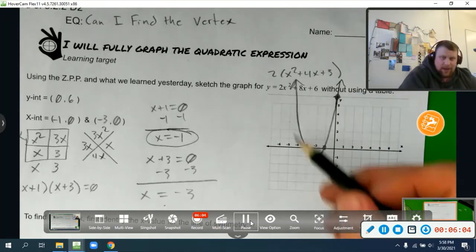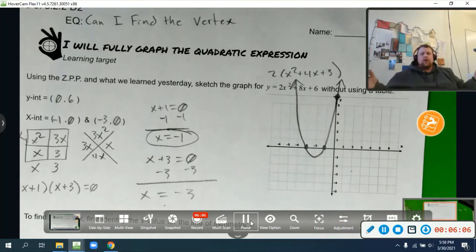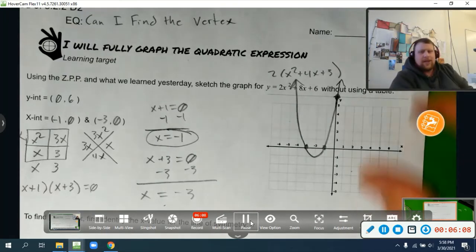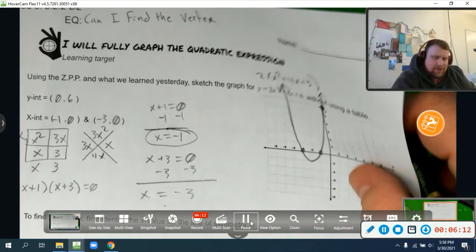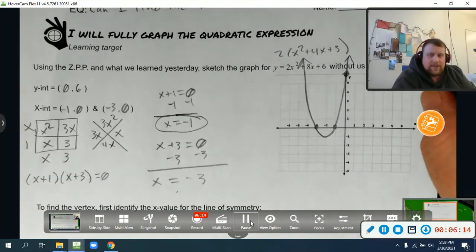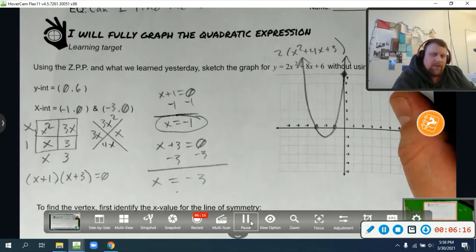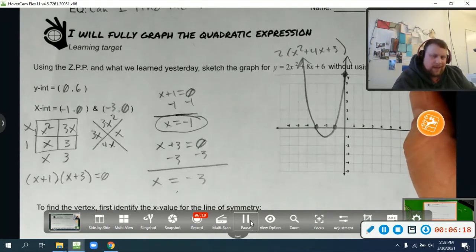Not the best thing. I know I kind of bowed out here, but hey, there we go. We got our graph. Good job. So that was yesterday. Now today we're just going to add a little something extra to it. Because you know what? This is a good general shape of the graph. But what if I want the graph to be a little more exact?